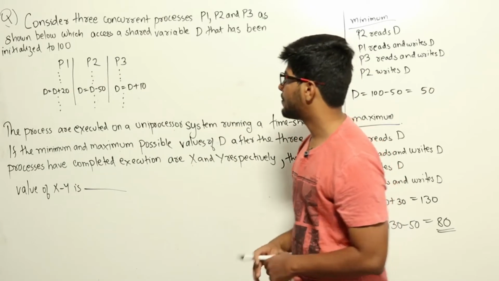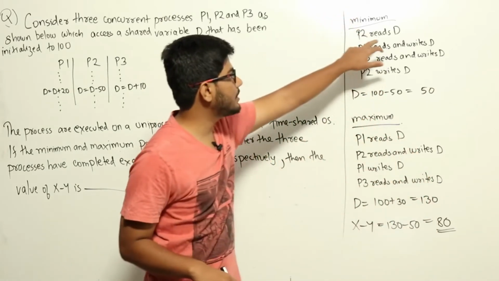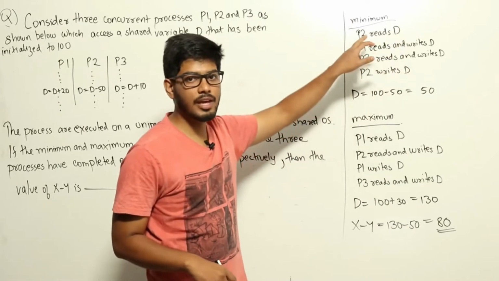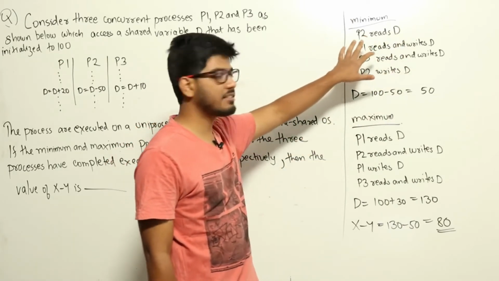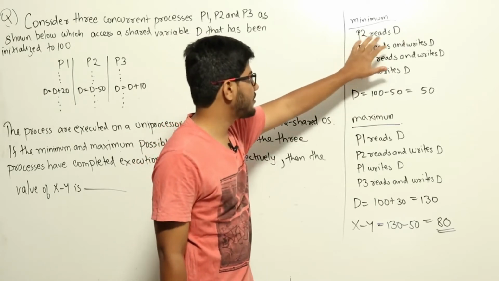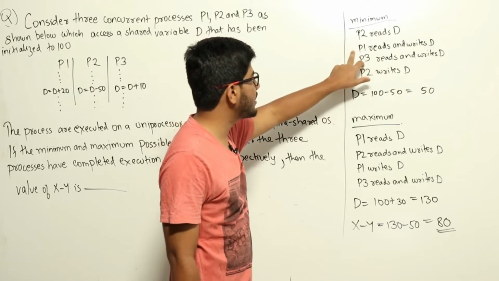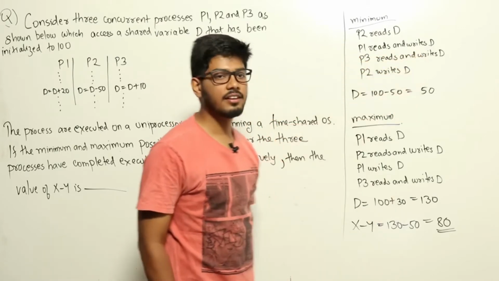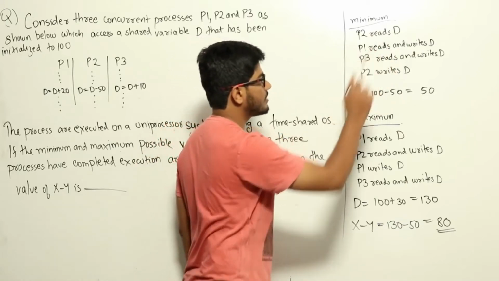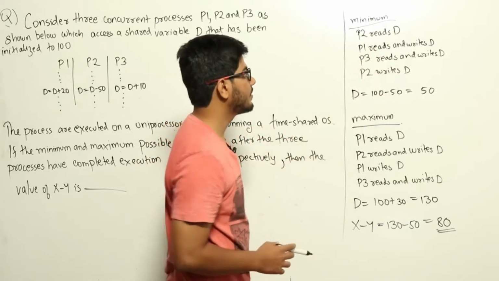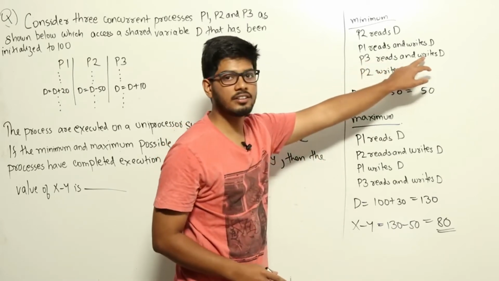So let us see if that happens, if there is any case. Let us say P2 initially reads d. Now P2 will have d's value as 100. After P2 reads d, before it could write the value of d, let us say P1 reads and writes d. Now P1 will also read the value of d as 100 and then increase the value from 100 to 120. After that P3 will read 120 and then increase the value to 130.